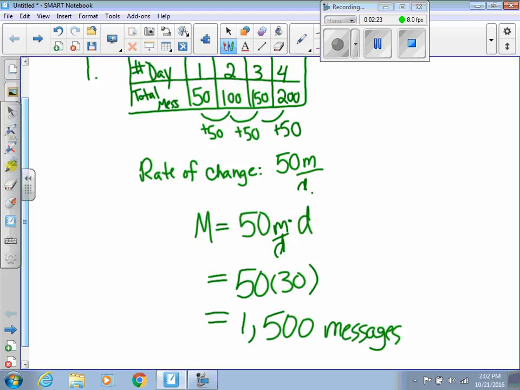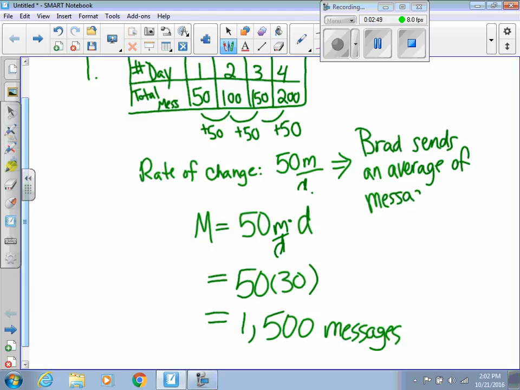They ask you to describe the relationship in words. And you can say that Brad sends an average of 50 messages each day. They just want you to be able to put it in words.